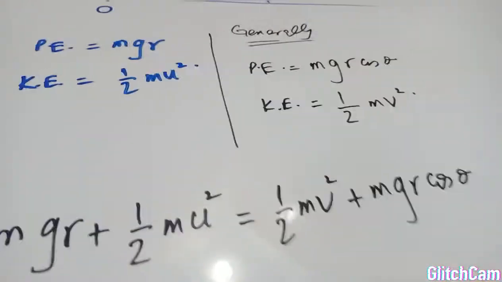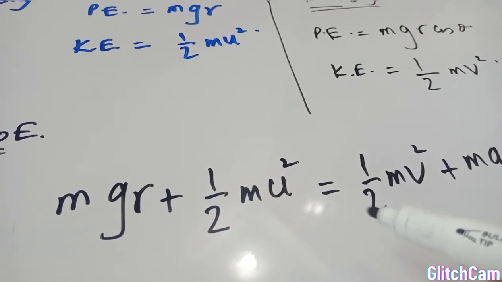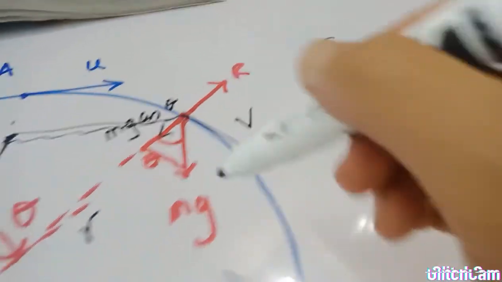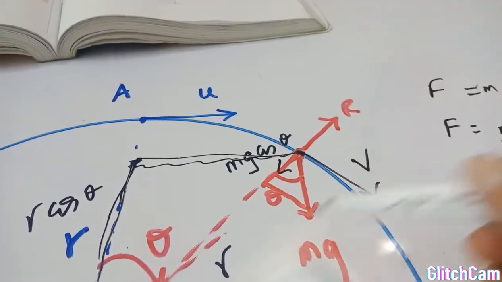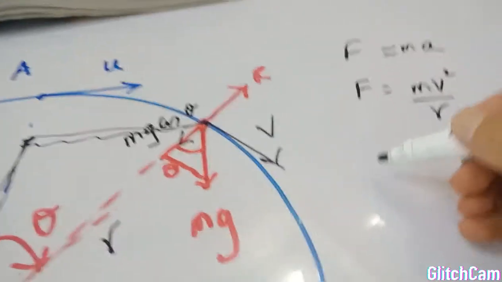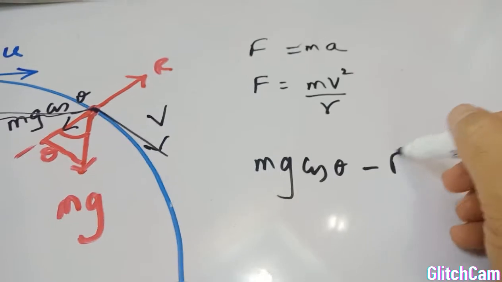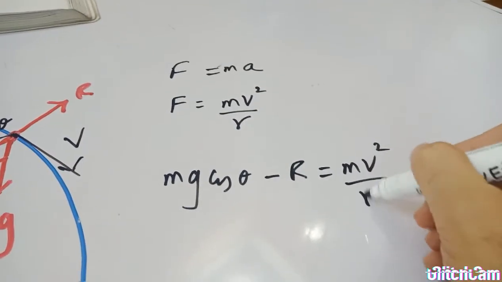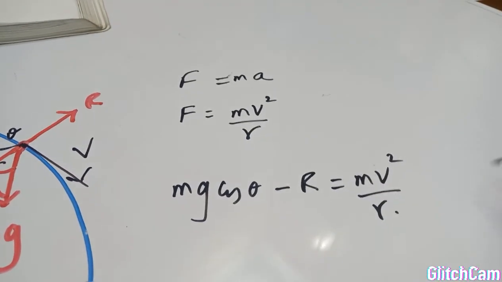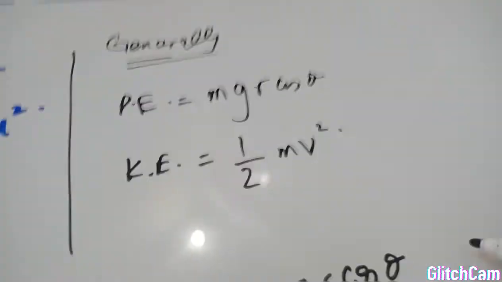So from this relation we shall take out the value of mv square over r, and again over here, since this is maintaining its circular motion as long as it is moving, this F is going to be mg cos theta minus r, that is equal to mv square over r. Let me call this relation number 1 here, and this is relation number 2.